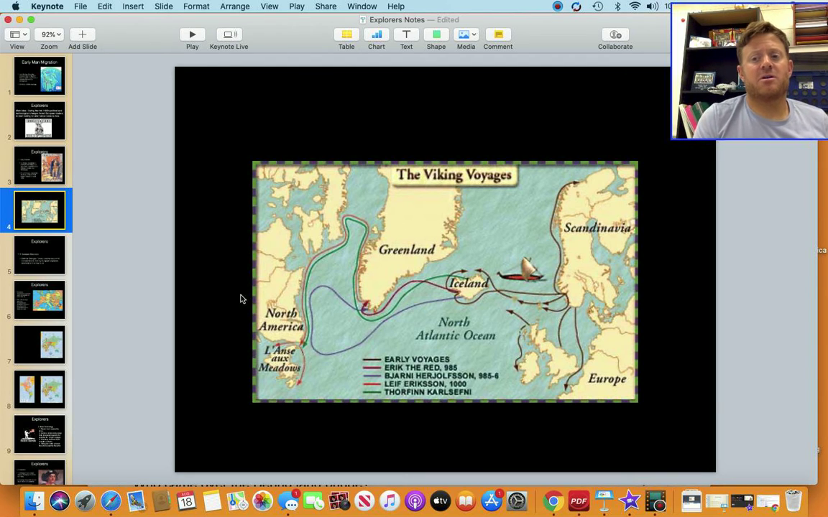The reason we remember Columbus and not the Vikings is because the Vikings didn't change anything. They found this piece of land and they didn't do anything with it. Now, it doesn't mean anything besides the fact that it didn't change the world. Columbus, on the other hand, changes the world.